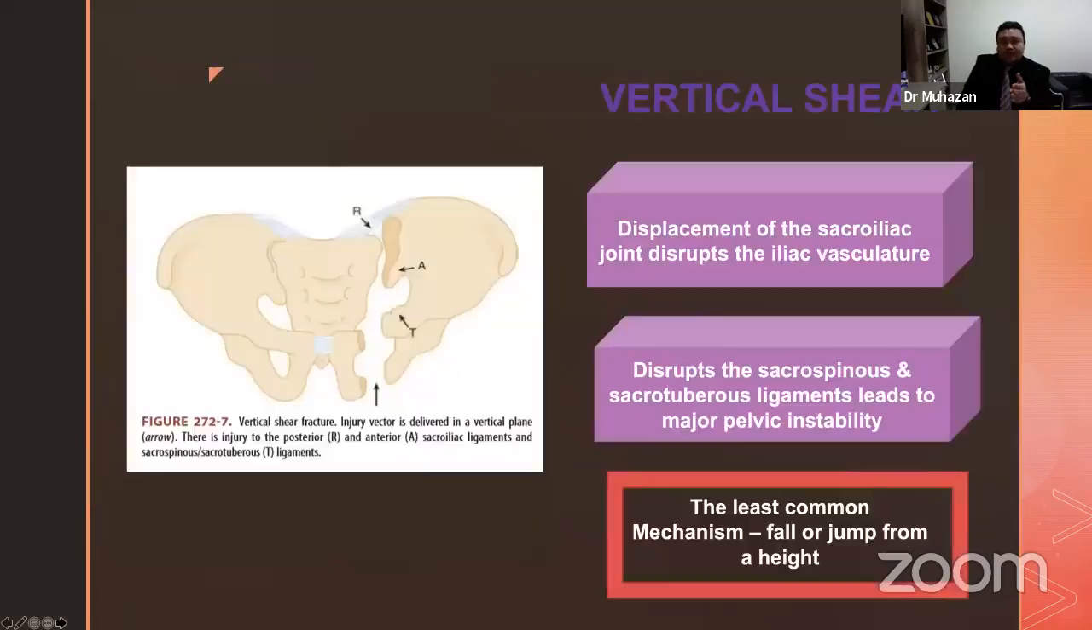All right, and what about vertical shear? It usually happens when a patient falls from height or jumps from height. It will displace the sacroiliac joint and disrupt the vasculature, and like I said just now, when you disrupt the ligaments, there will be major pelvic instability.